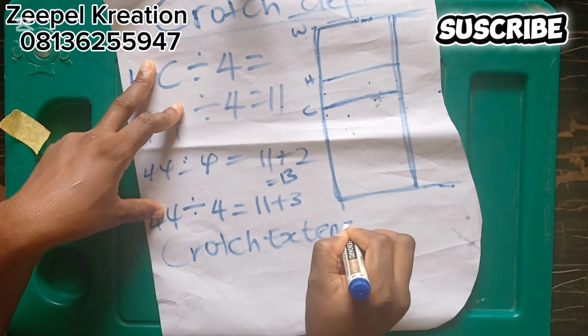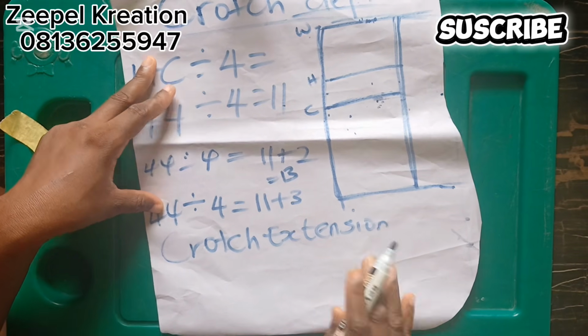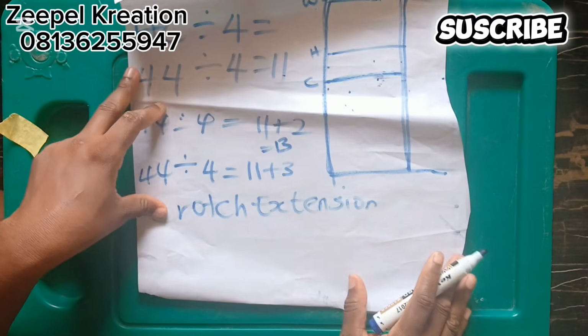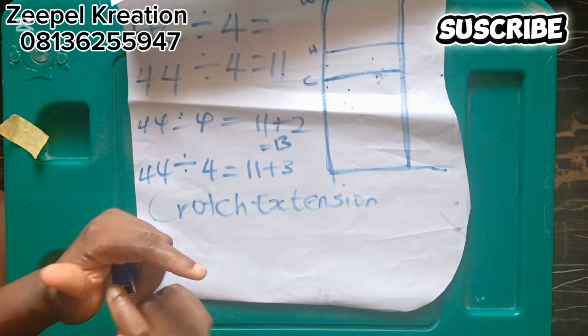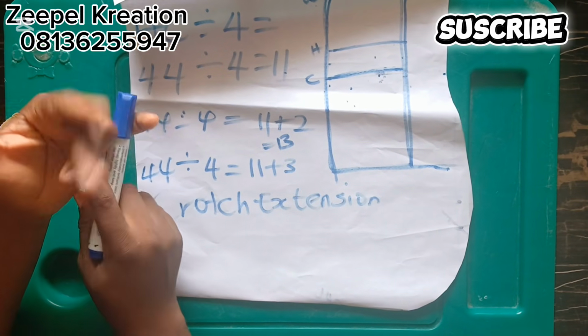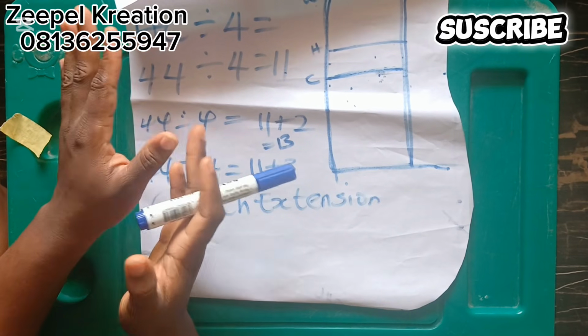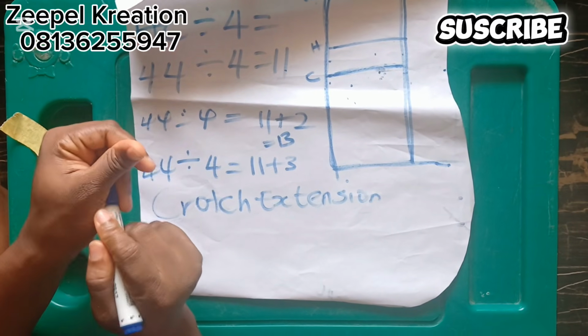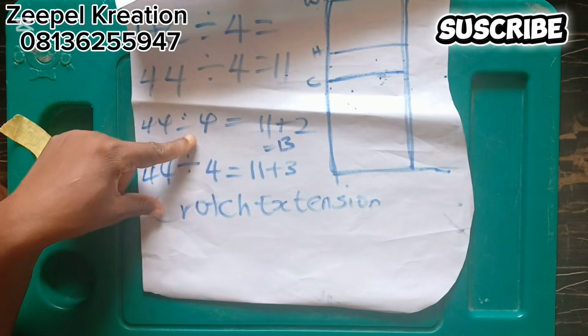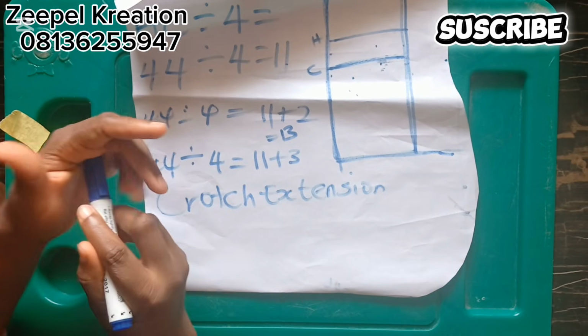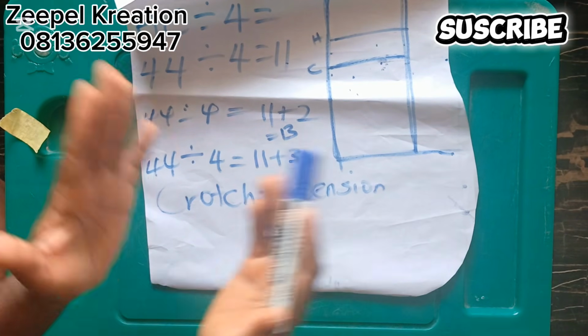Crotch extension. This crotch extension also varies for loose trouser and for fitted trouser. Yes, it varies for loose trouser and for fitted trouser. Now for fitted trouser, we have crotch extension for the back and crotch extension for the front.